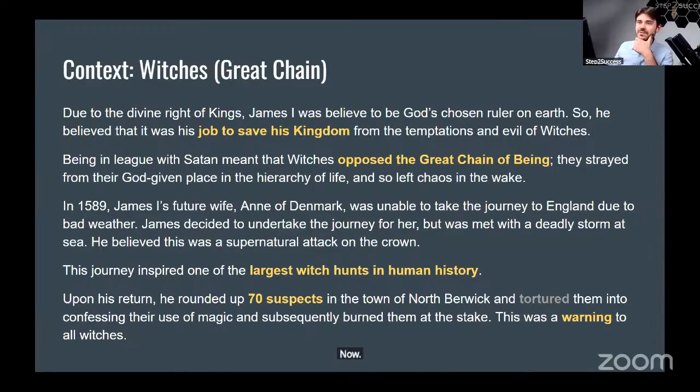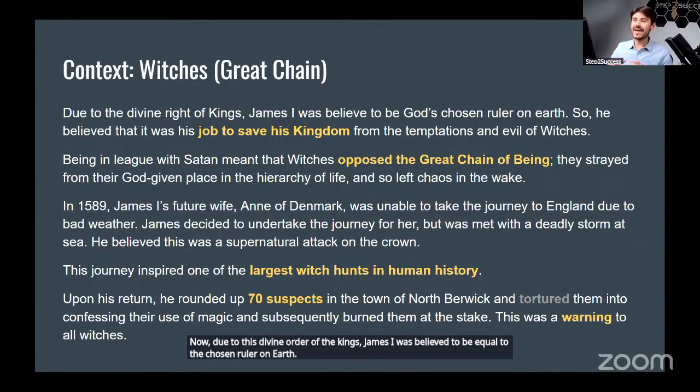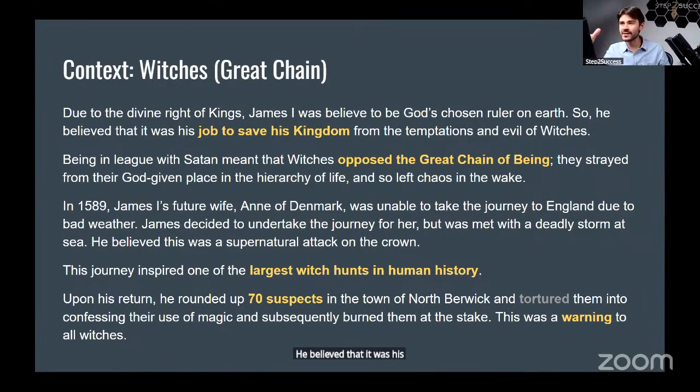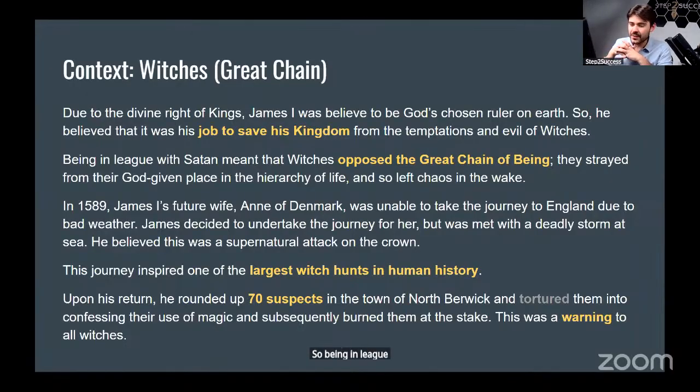Now, due to this divine order of the kings, James I was believed to be God's chosen ruler on earth. He believed that it was his imperative job to save the kingdom from the temptations of evil and witches. So being in league with Satan meant that witches opposed the great chain of being. They tried to transcend their place on earth, which therefore led to chaos. This breaking of the hierarchy of life meant that chaos was left in their wake.